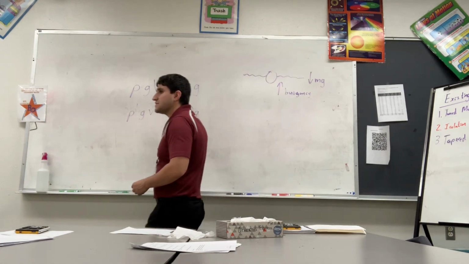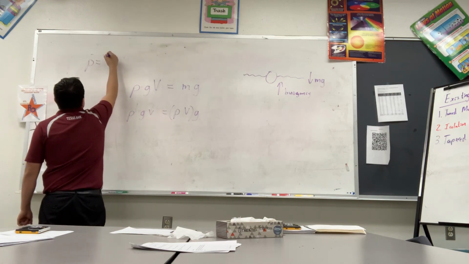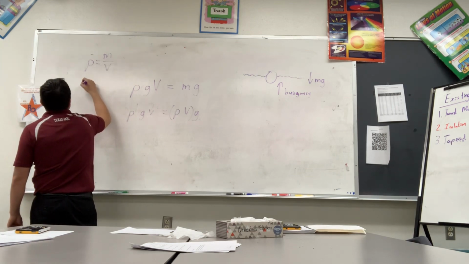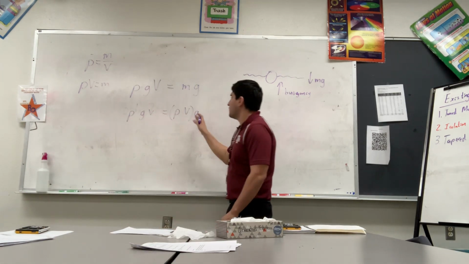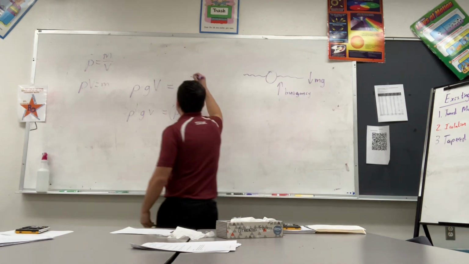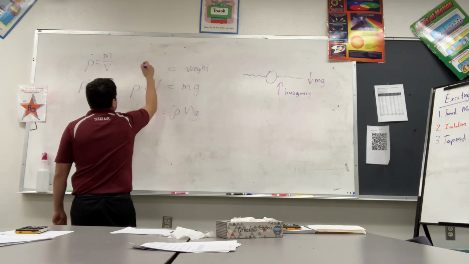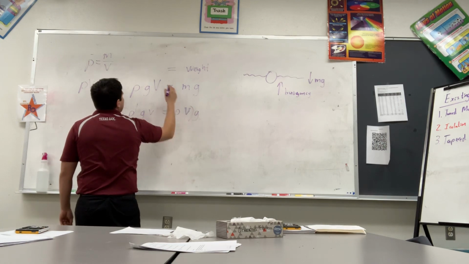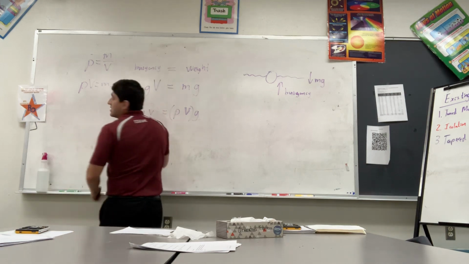That comes from the density equation. We established in class that density is equal to mass over volume. So I can rewrite this as density times volume equals mass, and that's what I did right here. What do you notice we can do? We can cancel the g's, and we can also cancel the volume. These volumes are the same.